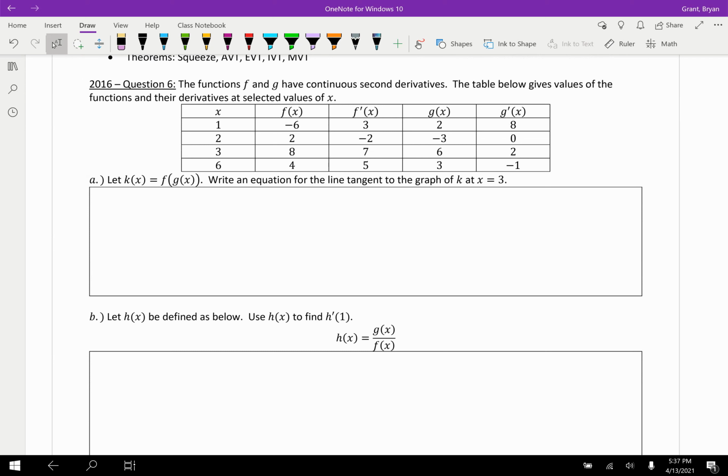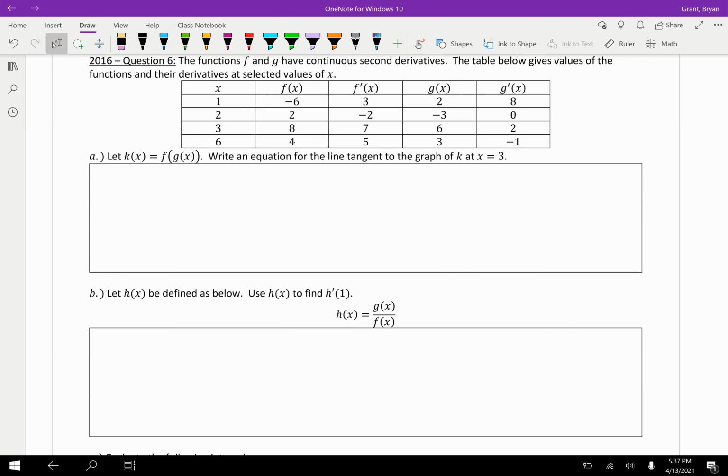So we're going to start with 2016 question 6. I'll give you a chance to do it, and then we'll come back together. Ready, set, go.